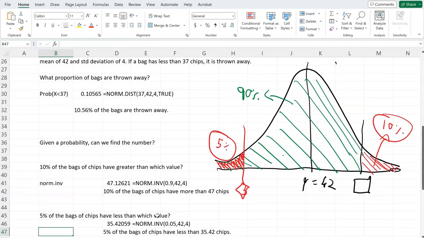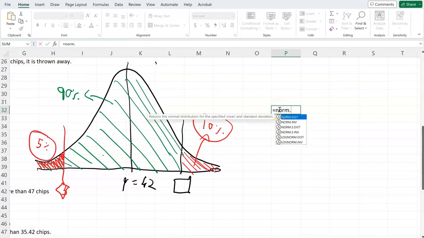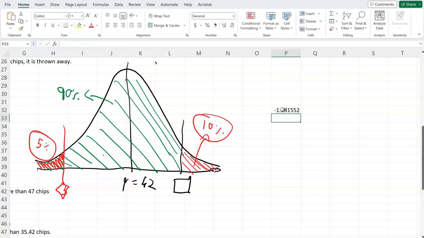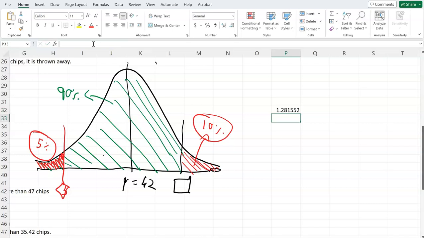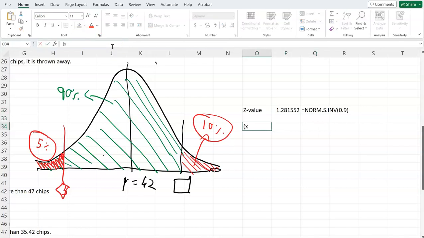I can also use norm.s.inv. So if I do that, it is equal to norm.s.inv, the probability is 0.10. Actually, this is from left to right, so we have to do the probability at 90%. So it's 1.28. Now this is the z-value given. Now I have to solve it out. So I know that x minus the mean, which is 42, divided by the standard deviation, which is 4 for that example, equals 1.281. So what I need to do is now solve for it.